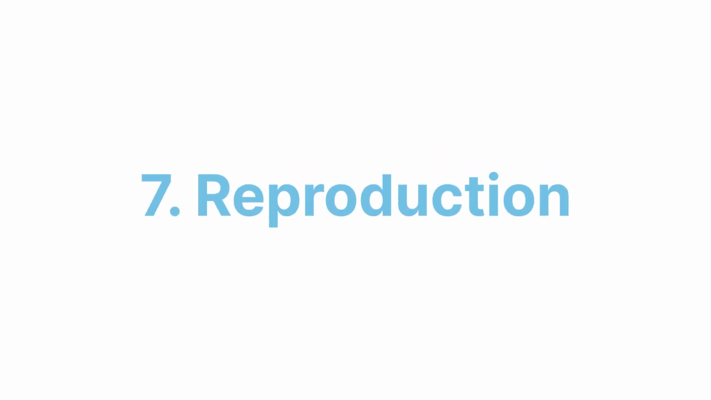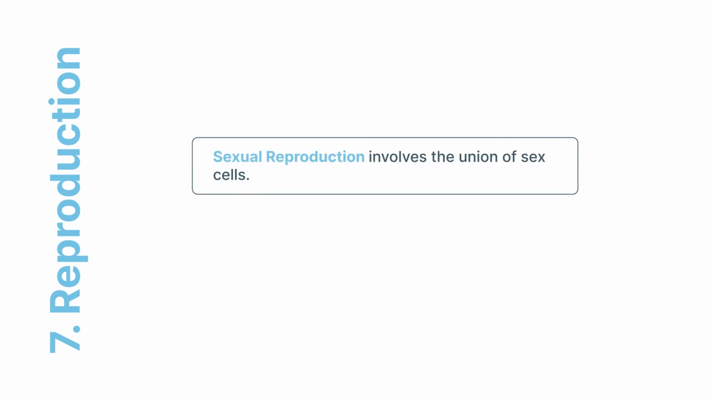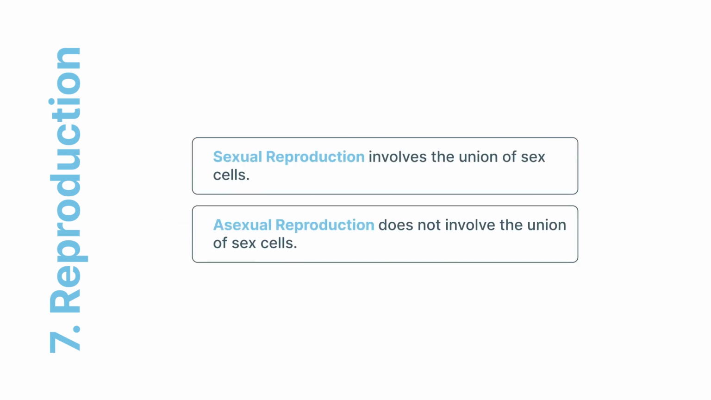Since living things can only arise from living things, then all living things must have the capability for reproduction, our final characteristic of living things. There are two ways that all living things can reproduce, either by sexual reproduction or asexual reproduction. Sexual reproduction involves the union of sex cells, whereas asexual reproduction does not involve the union of sex cells.